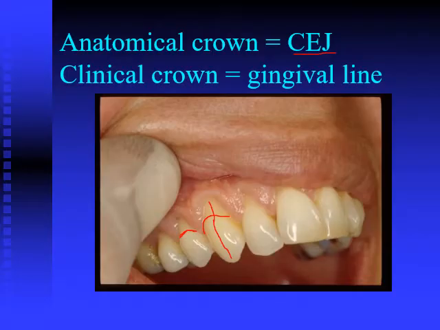In a healthy individual, the CEJ is covered by the gingiva, and so the anatomical crown really can't be fully seen, and the clinical crown is actually shorter than the anatomical crown.